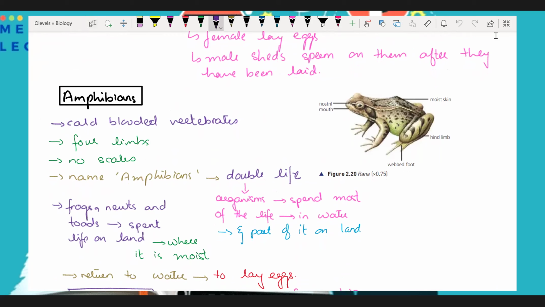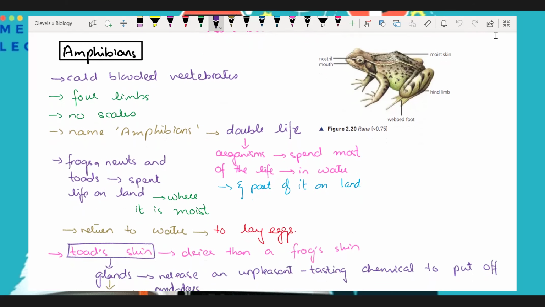Yes. Okay. So amphibians, they are the cold-blooded vertebrates and they have four limbs. They have no scales on their body, and the name amphibians means double life, right? Double life means that these organisms spend most of their life in water and a part of it on land as well, right? And we have several animals that are included in amphibians.